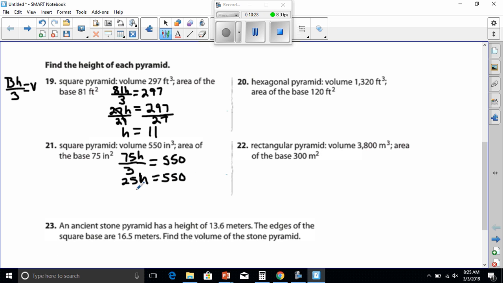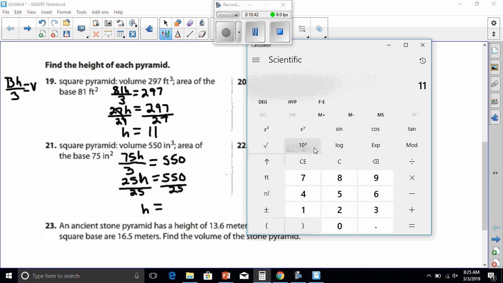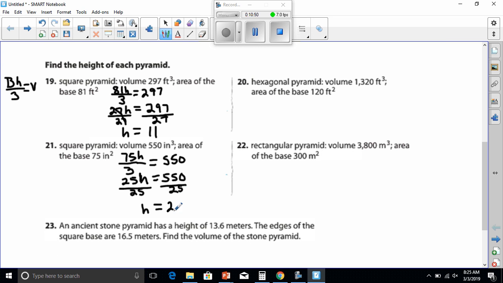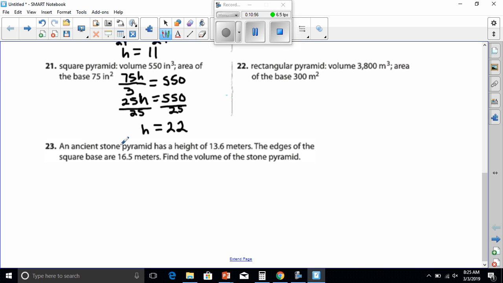Now I divide 25 away from 25h. And whatever I divide from one side, I have to divide from the other. That means the height of my pyramid is 550 divided by 25. 550 divided by 25 is 22. So the height of this pyramid is 22. Last one. An ancient stone pyramid has a height of 13.6. The edges of the square base, well, that tells me it was a square base pyramid, right?